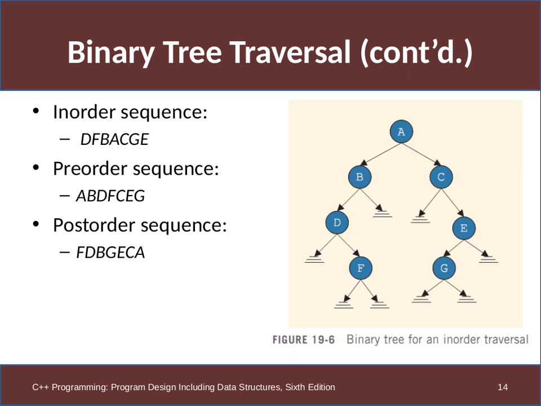So we go up to A. We go right to C. What's the first thing we do? Print it. Go left, can't do it. Then we go right to C. We're at E. What's the first thing we do?